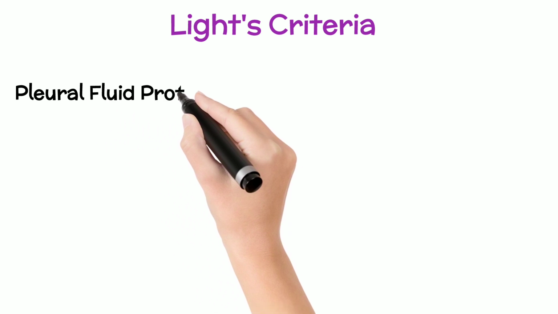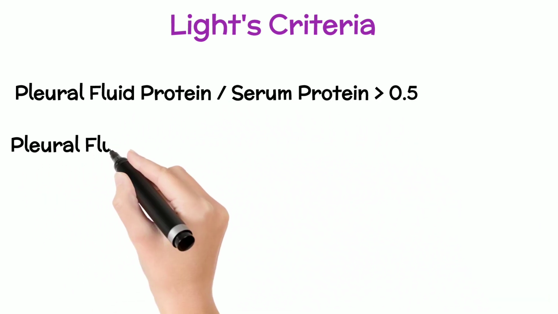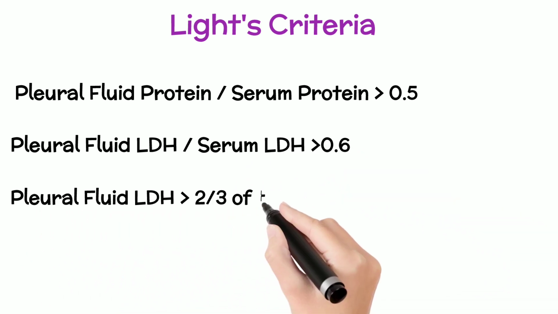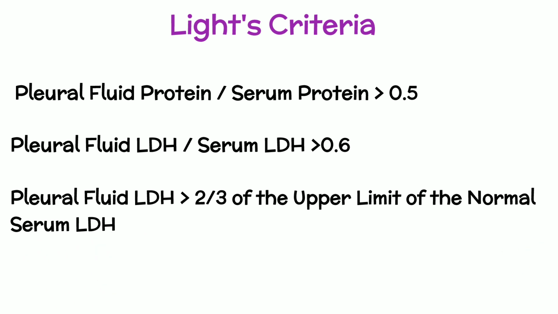An exudative effusion is diagnosed if one or more of the following criteria are met: pleural fluid protein to serum protein ratio more than 0.5, pleural fluid LDH to serum LDH ratio more than 0.6, or pleural fluid LDH more than 2/3 of the upper limit of the normal serum LDH value. If none of these criteria are met, the fluid is considered transudate.